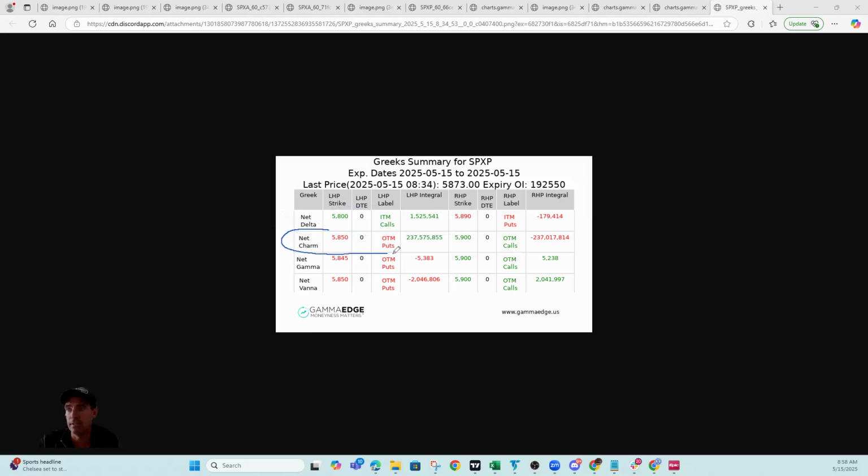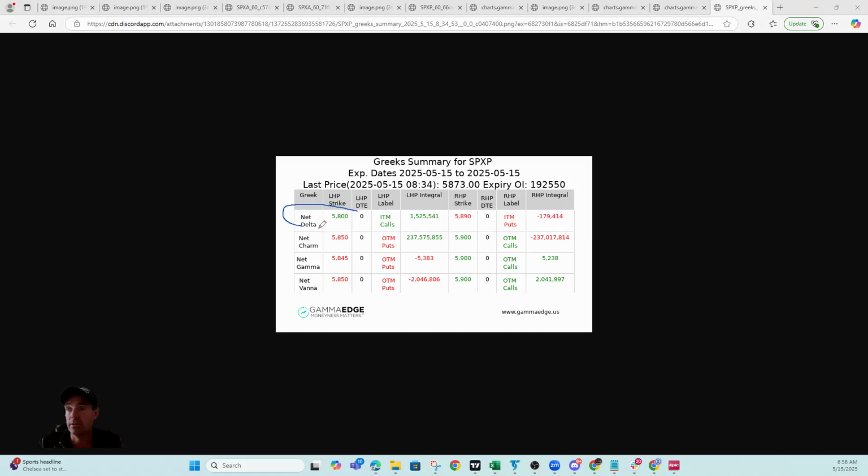We see the 58.50 out of the money puts. If we're above that level, those will continue to charm and be supportive. And we see the out of the money calls above us at 5,900. These will be a ceiling. If we head up towards there, those out of the money calls will continue to exert their charm forces also. So we are between 58.50 and 5,900 on the charm if we do see some sort of consolidation.